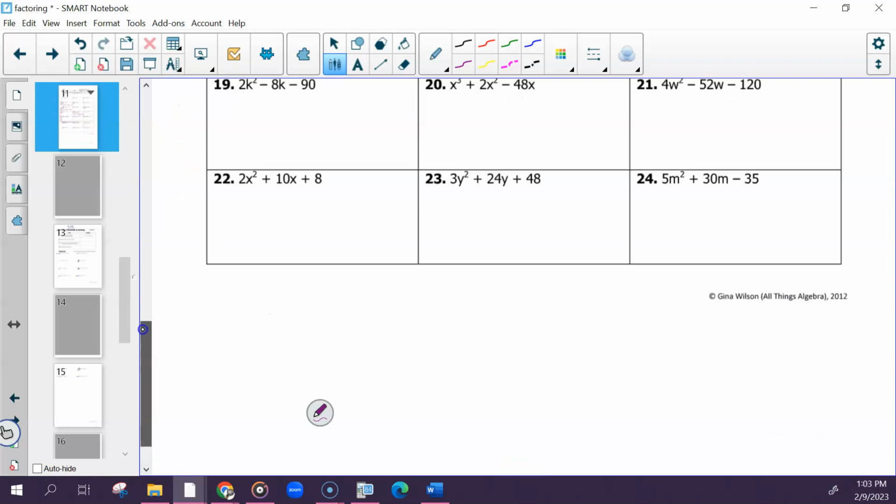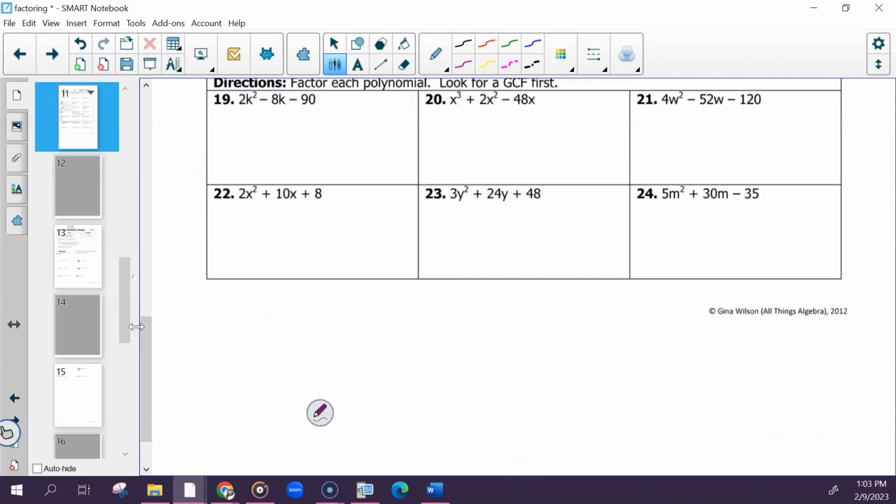So for 19, does this have a GCF? And what is that? It would be 2. So if we're dividing everything by 2, what would be left? A squared minus 4k minus 45. Then we're just focusing on the inside.